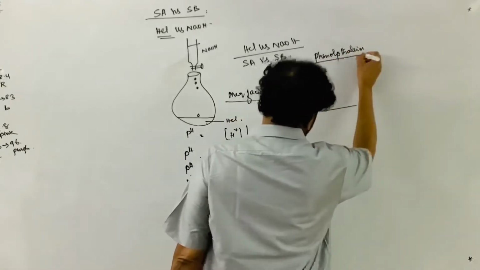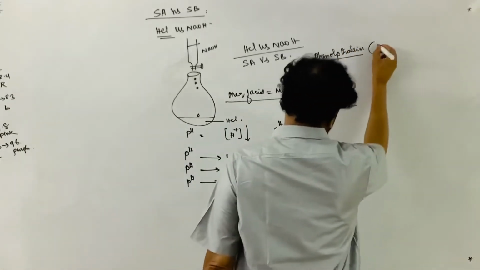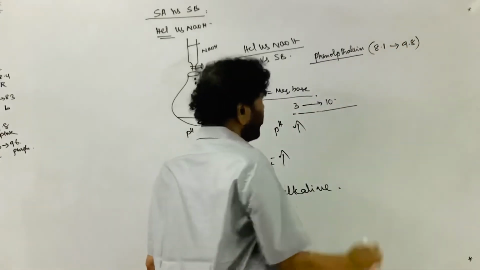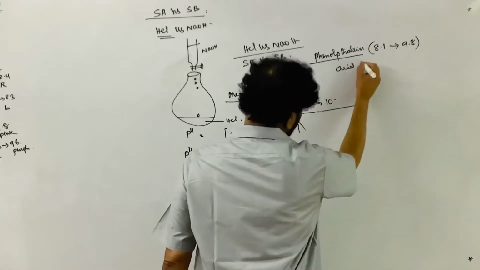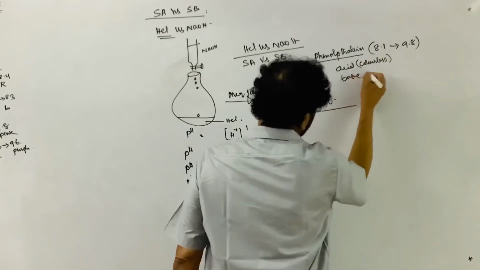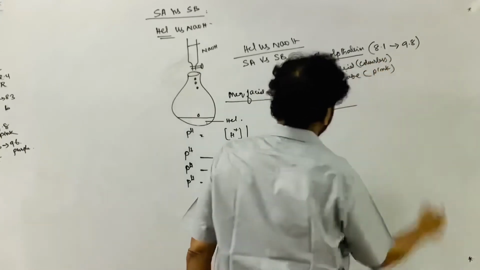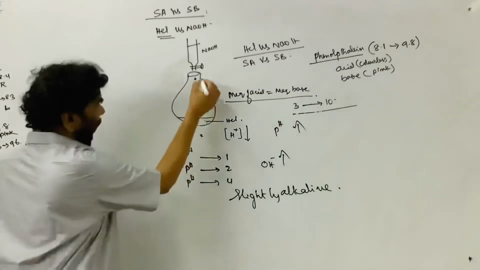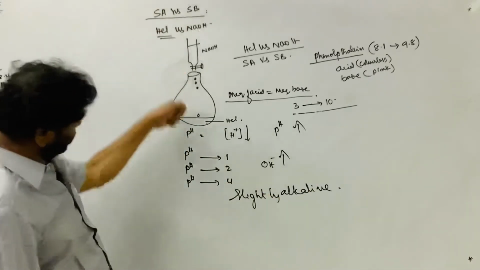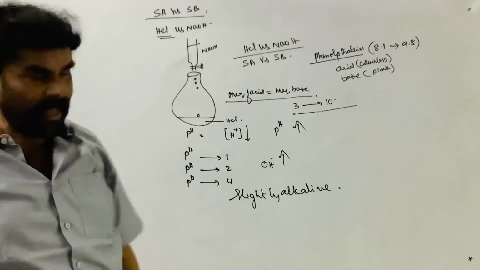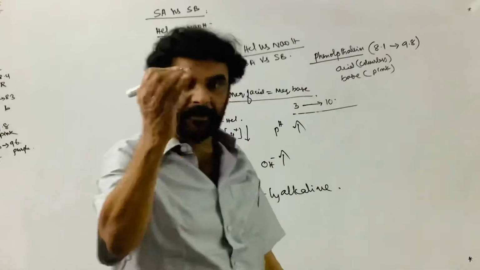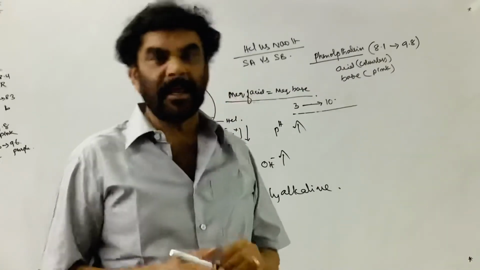shows no color in acid media. Its pH range is 8.2 to 9.8. In acid it is colorless, and in base it is pink. So take this solution, add a drop of phenolphthalein; it is an acid, so no color at all. Run the sodium hydroxide slowly. As you add the sodium hydroxide, the pH increases up to 8.1, and it will not change its color. It will stay colorless.